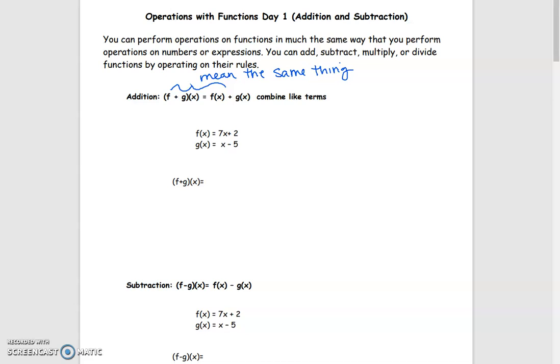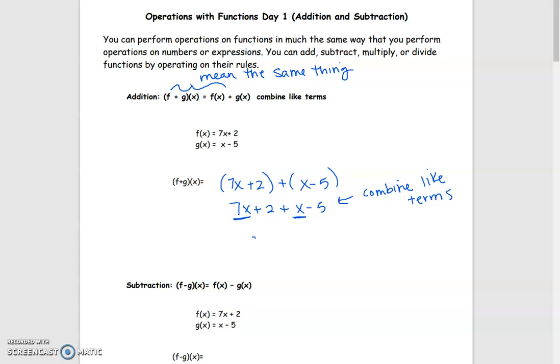So we're going to take 7x plus 2, and we're going to add that to x minus 5. So all we are doing is combining like terms. So the x's, 7x and 1x makes 8x, 2 and negative 5 makes negative 3. And that is our answer.